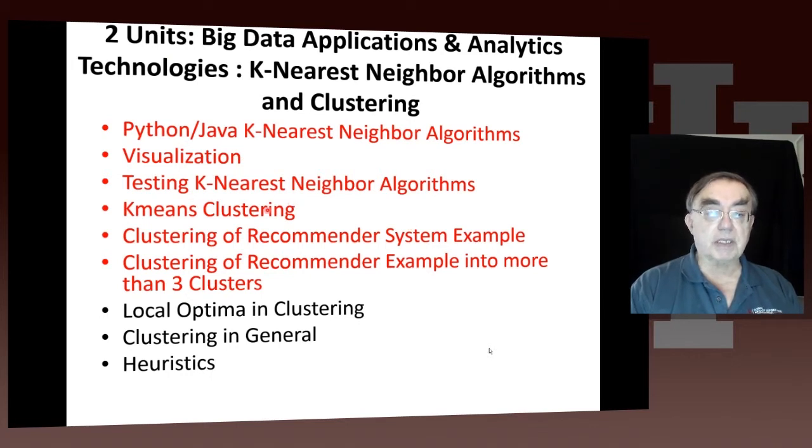We go through k-means clustering, and we do that clustering, which we've already done for other examples, for recommender systems. And then we show what happens when we extend the clustering to more clusters than may be useful. We discuss the concept of local optima and general aspects of it, and then we go into a little computer science digression into what heuristics are.